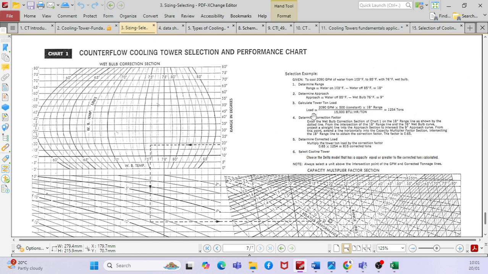So now if you see here, for example, you calculate the cooling tower ton. How to calculate cooling tower ton? GPM multiplied by 500 multiplied by range divided by 15,000. This is the 15,000 BTU per hour per ton, whereas if you go to chiller, you have 12,000 BTU per hour per ton.